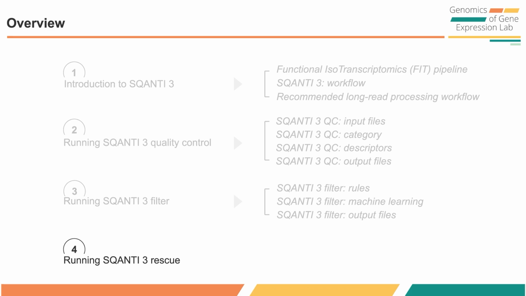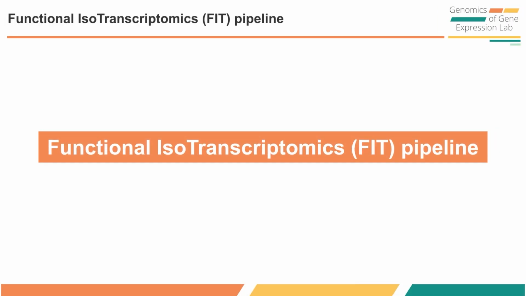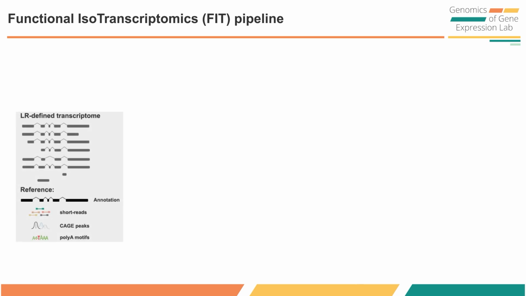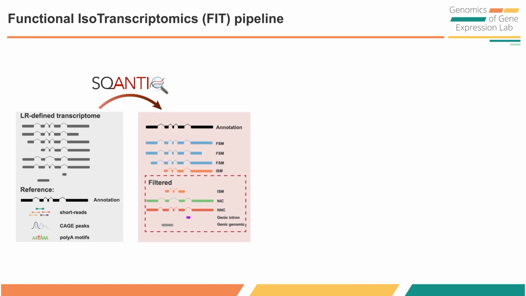Now, let's start. To better understand SQANTI3, we need a basic idea of the functional isotranscriptomics pipeline. SQANTI3 constitutes the first module of the functional isotranscriptomics pipeline, which is an end-to-end strategy to perform isoform-level bioinformatics analyses. The SQANTI3 tool is designed to enable quality control and filtering of long-read defined transcriptomes, which are often rich in artifacts and false positive isoforms.